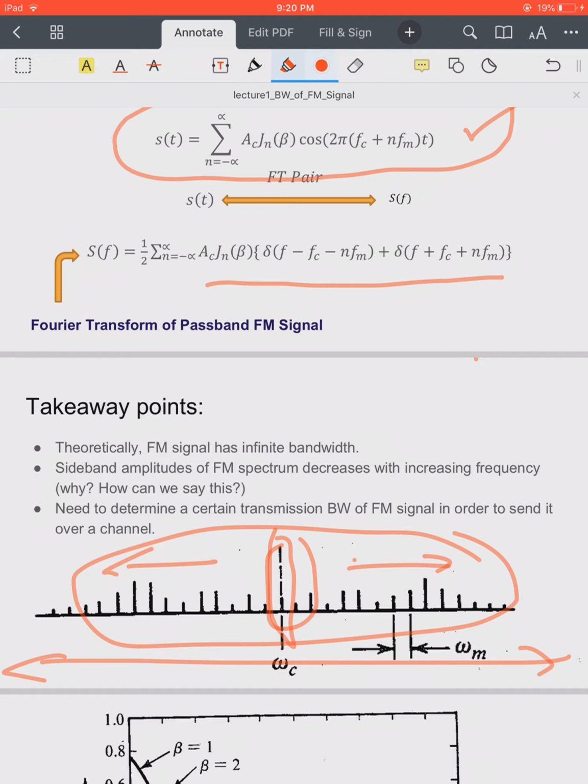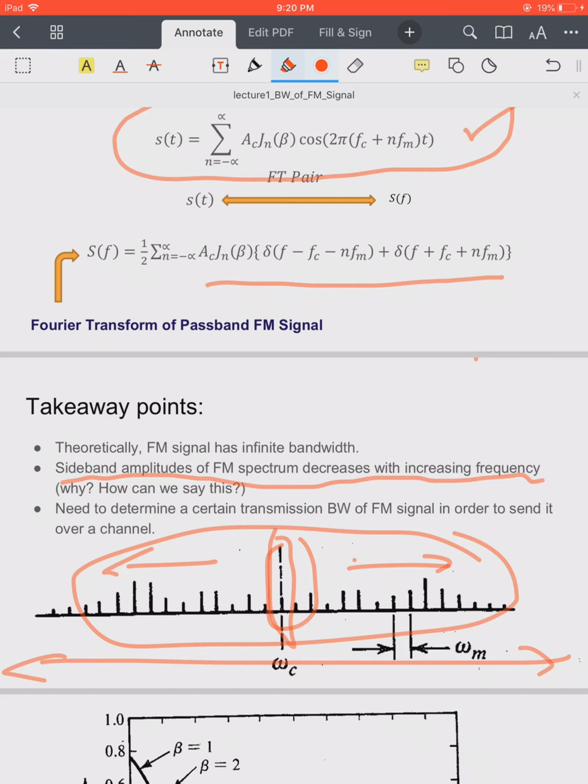Is there any correlation between them, or anything we can infer from the sideband amplitude of the FM spectrum with the frequency? So one thing we can say is that the sideband amplitude of the FM spectrum decreases with increasing frequency. But now the question is why? How can we say this?